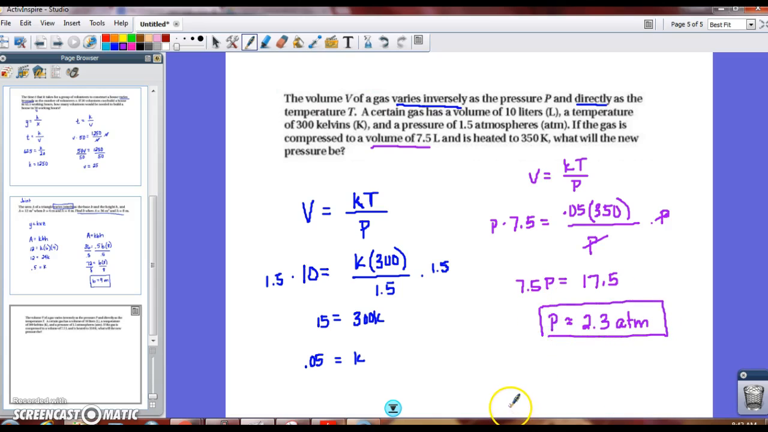Okay, so that is how we are going to do all of these different types of problems. Remember, just take it step by step, set up your equation, solve for K, and then use that same equation again with that value for K to solve for the missing variable. It's the same process over and over again. It just depends on whether it's direct, inverse, joint, or combined, which equation you're going to use.